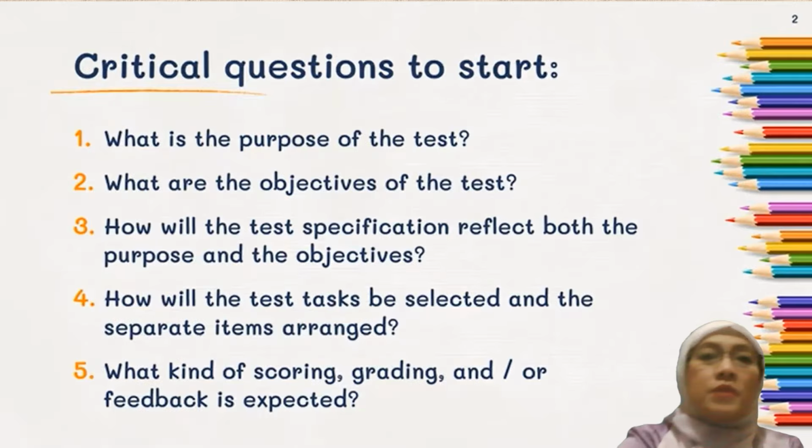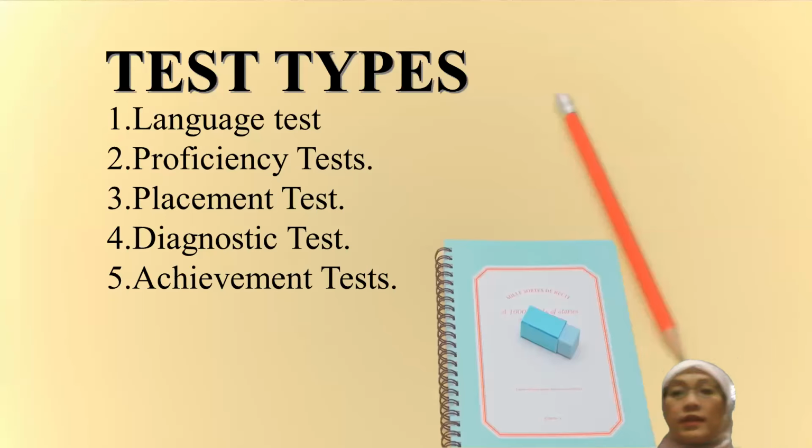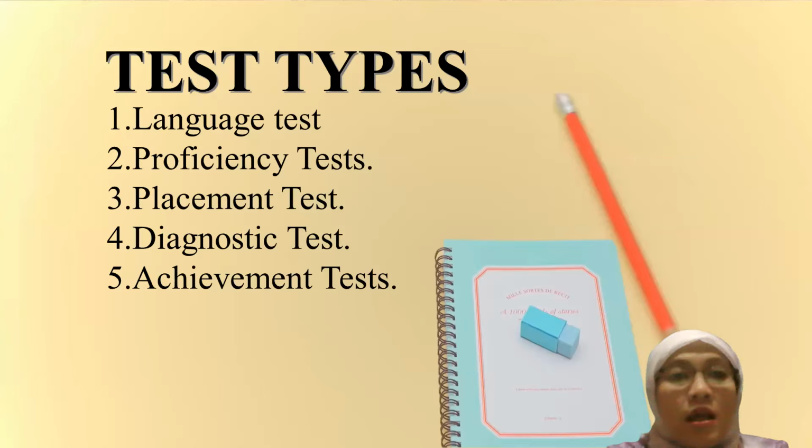Now, after you think about the critical questions, as you can see in question number 1, what is the purpose of the test? Are you going to test the proficiency or the placement? So it means we are going to talk about the test types. Basically, in a language test, you will test the language. Number 1 is actually language aptitude test. Number 2, proficiency test. Number 3, placement test. Number 4, diagnostic test. And number 5 is achievement test.